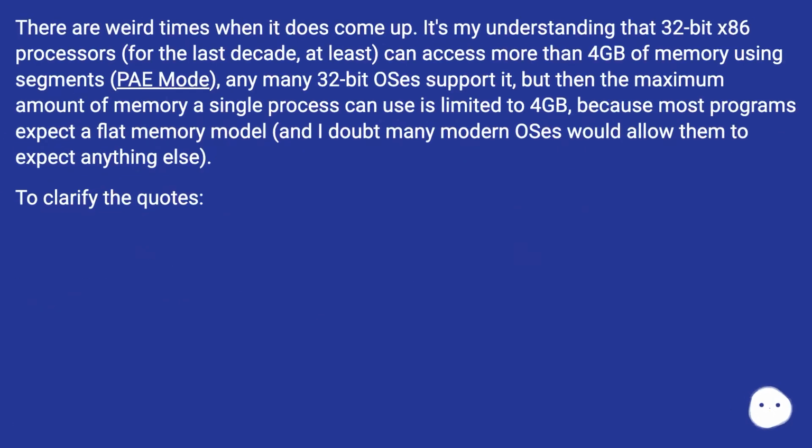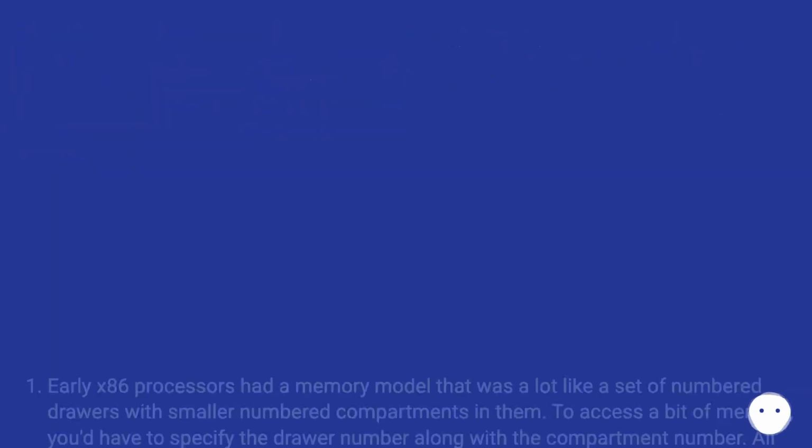It's my understanding that 32-bit x86 processors, for the last decade at least, can access more than 4 GB of memory using segments, PAE mode. Many 32-bit OSes support it, but then the maximum amount of memory a single process can use is limited to 4 GB, because most programs expect a flat memory model, and I doubt many modern OSes would allow them to expect anything else. To clarify the quotes.